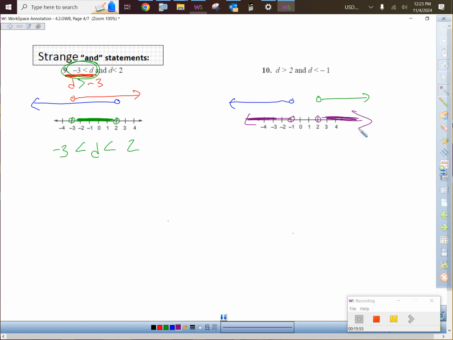What's the word? And or? And, which is the intersection of those. Is that purple thing where they intersect, where I got blue on top of green? Where do those intersect? Where do I have blue on top of green? I do not. I totally do not, right? So what comes down to the number line?